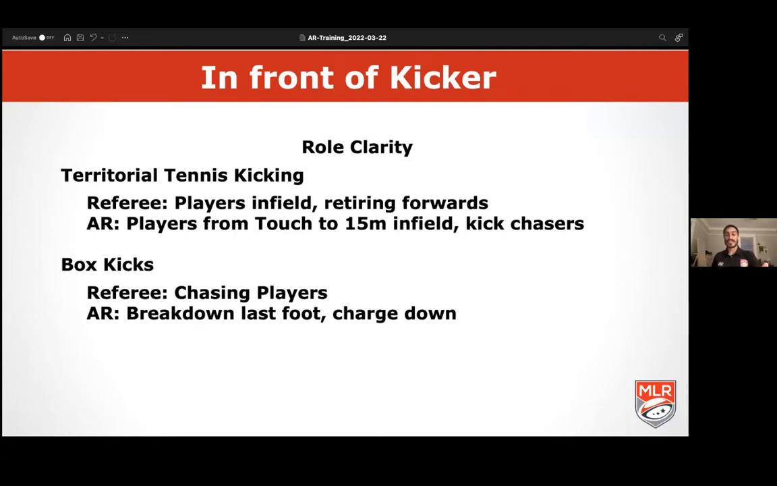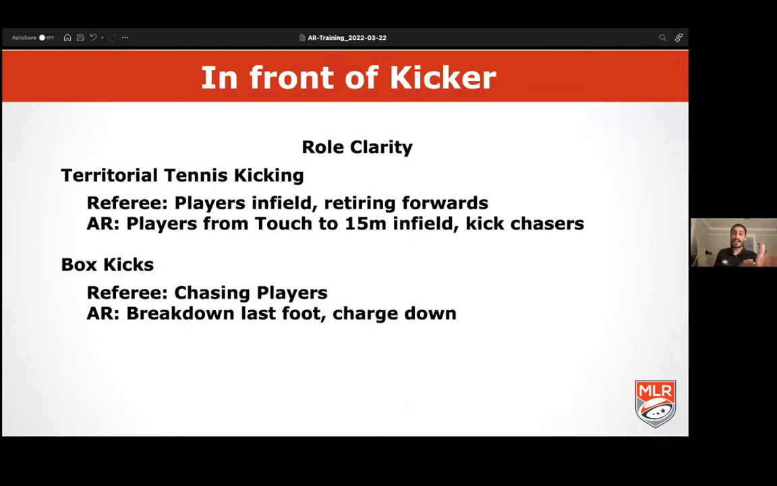In those situations, this is what we talk about with MLR, the referee is going to stay at the offensive last foot. So in line with the ball, in line with the kicking scrum half. They're going to make sure that whoever is chasing, either the winger or whoever else, that their timing is good and that they're starting from a good place.